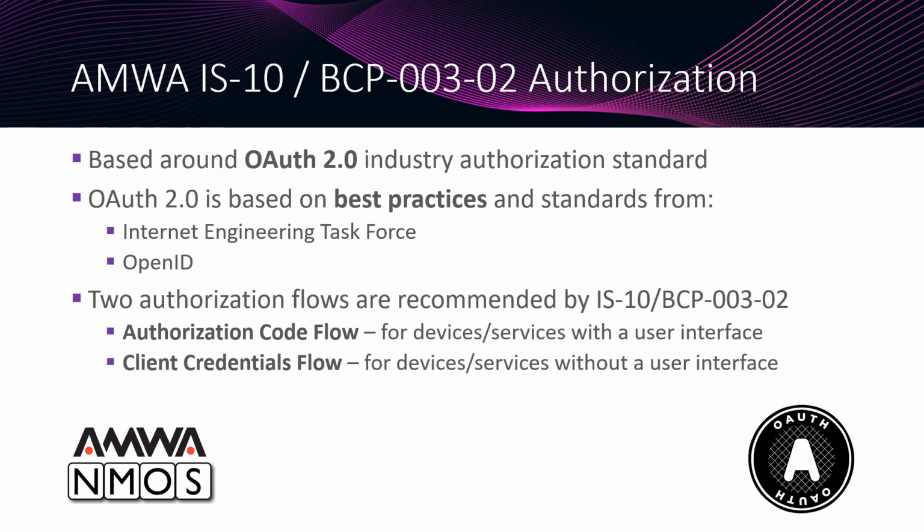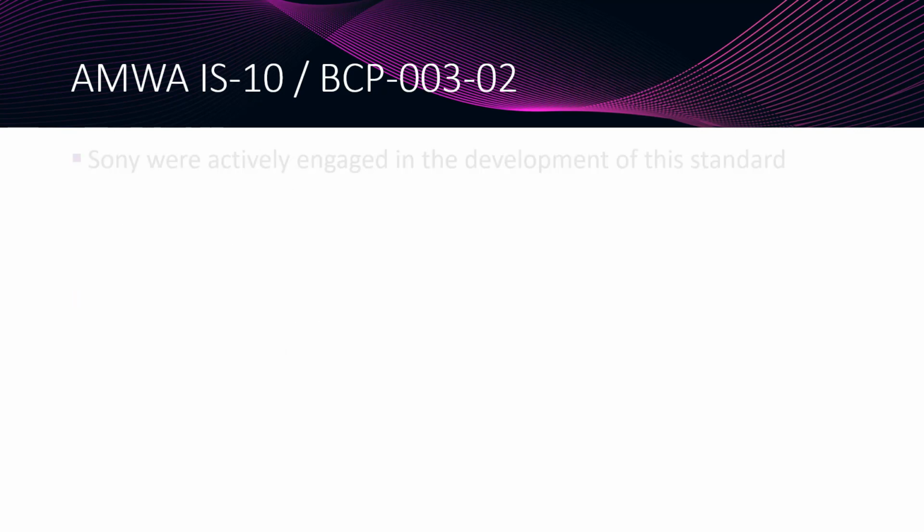Within OAuth, there are several authorization workflows, but the two recommended by the NMOS specifications are authorization code flow, which is where a user provides a username and password. This is for devices or services with a user interface. The other is the client credentials flow, where a device can authenticate without the need for entering a username and password. This is for devices or services without a user interface.